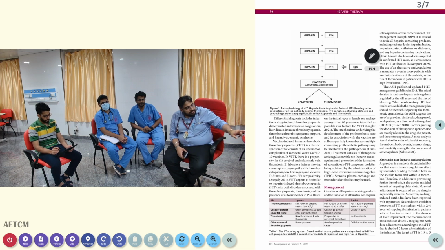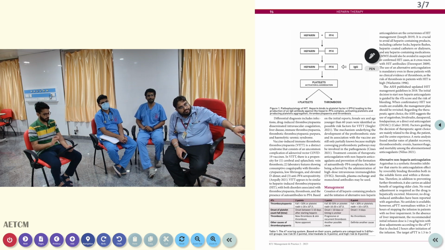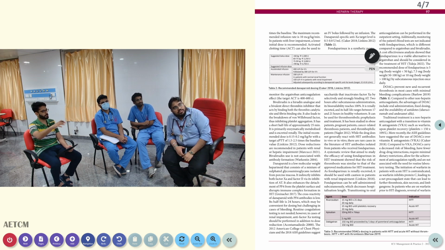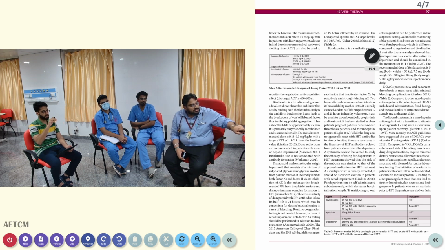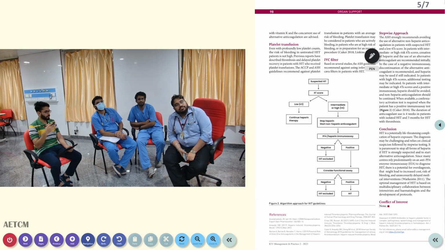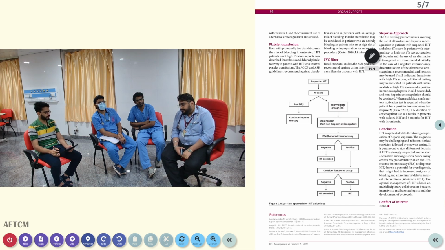After doing this pre-test algorithm, we divide it into a low, intermediate or high score. Next page. If the score is low, we could continue heparin. But as this patient has a very high risk, we have to stop heparin, which has already been done, and we should start non-heparin anticoagulants. That is the treatment management.